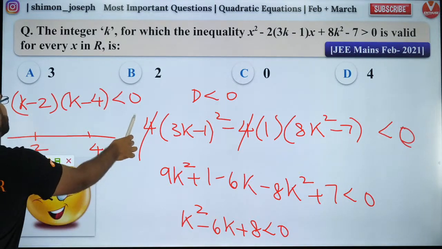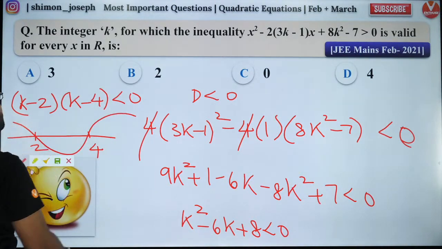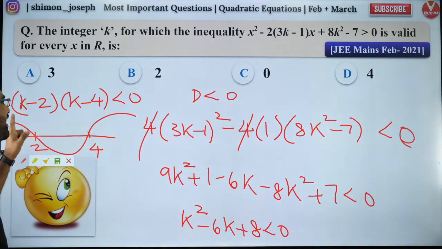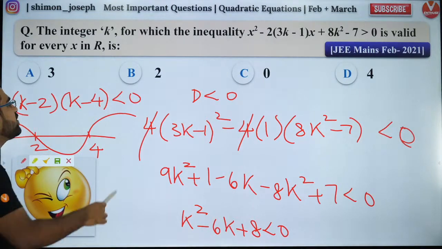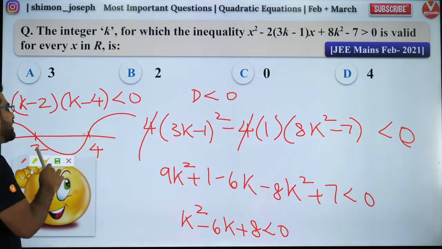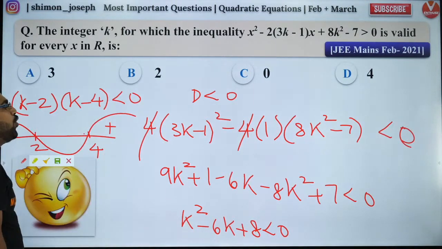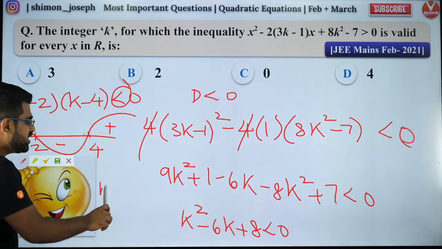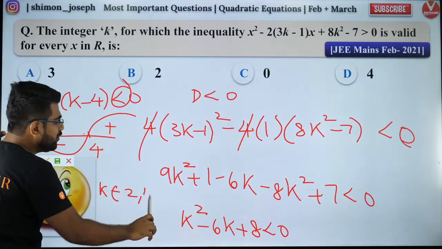Now I'll use the wavy curve method. I will plot the roots, Murli. Listen carefully. The roots are 2 and 4. I'll plot them, and from the right hand side, I will draw a curve which goes zigzag. So to the right side of 4, it is positive. Between 2 and 4, it is negative. To the left side of 2, it is positive. We want the negative region. So the answer is k belongs to (2, 4).